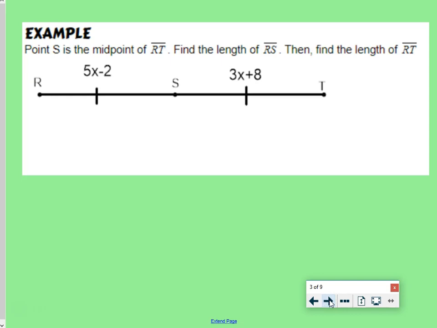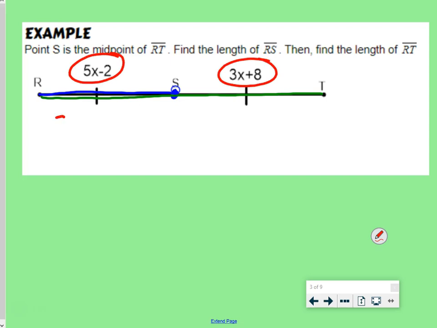Example: point S is the midpoint of RT, so this is cutting it in half. Find the length of RS, then find the length of RT. So find the length of RS, this piece, then find the length of the whole line. We know that 5x minus 2 is going to be equal to 3x plus 8 because the segments are congruent, which means their measures are equal. Set them equal, and we get an equation to solve.